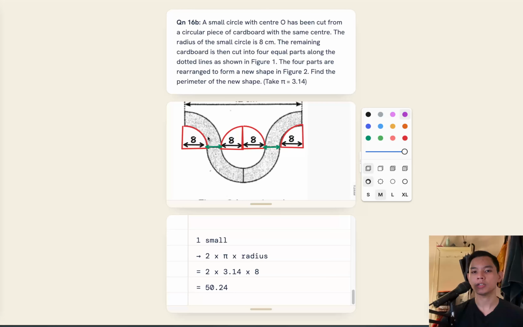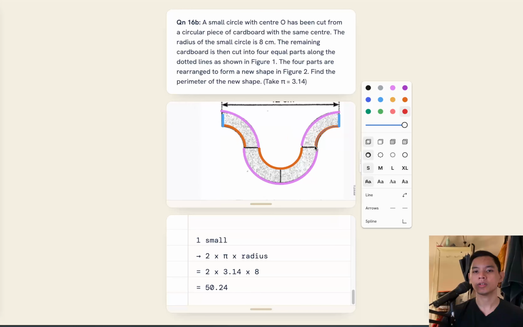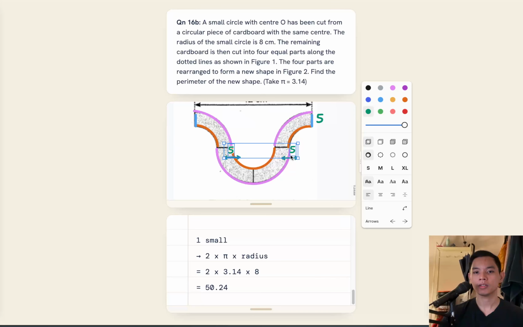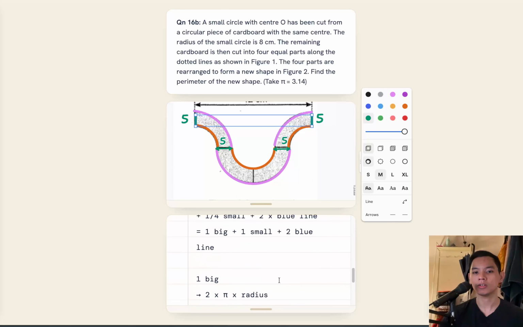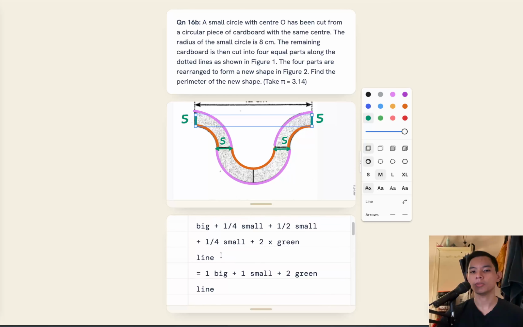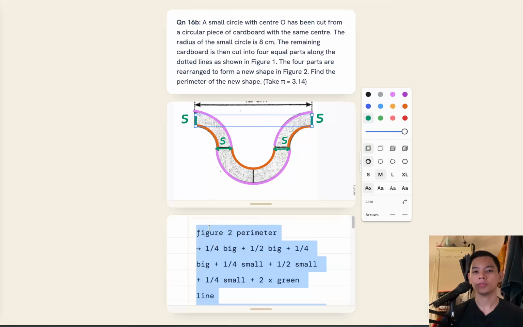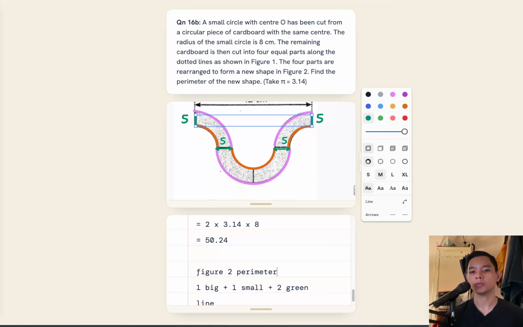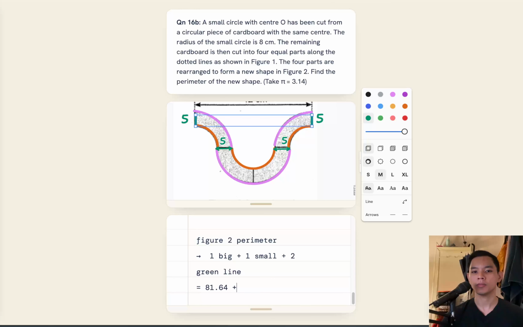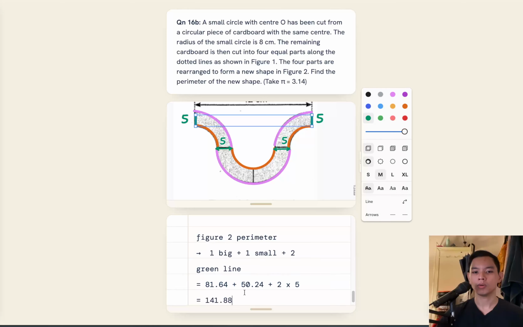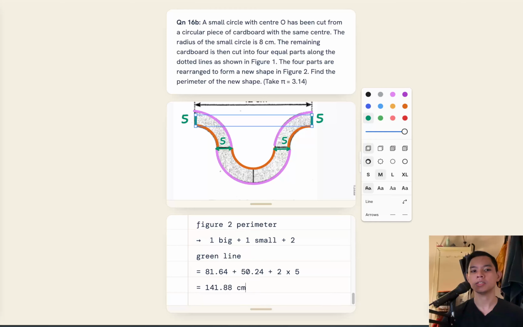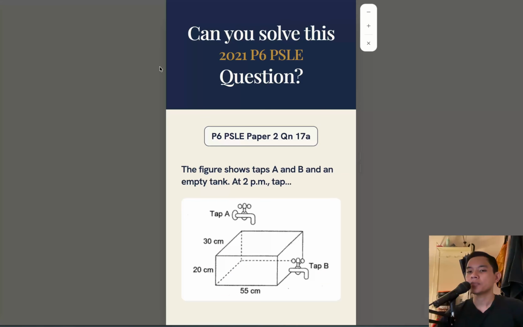So we know that earlier this green line is 5, which makes this line over here 5 as well. So therefore, we know the parameter. Figure 2's parameter would then be equal to 1 big, 1 small, and the green line, which makes it 81.64 plus 50.24 plus 5 times 5. This will be equal to 141.88 centimeters. Okay, there you go.